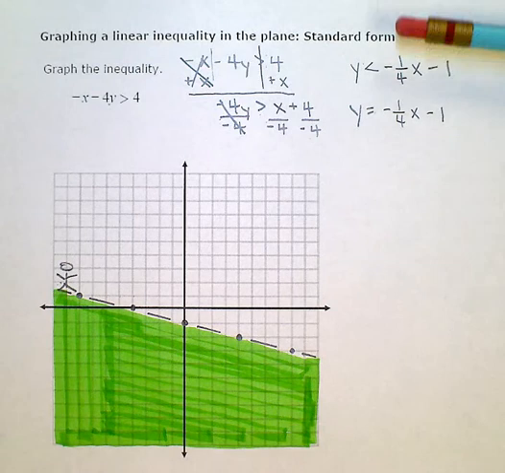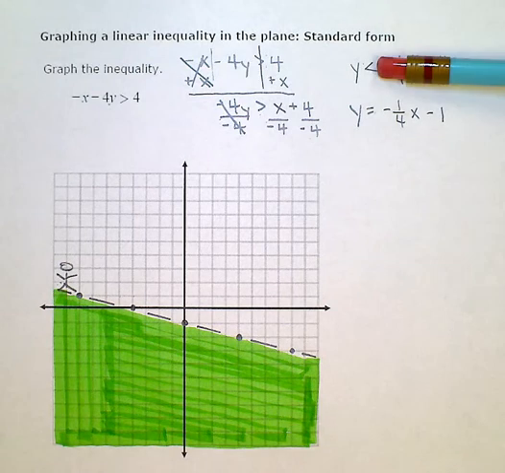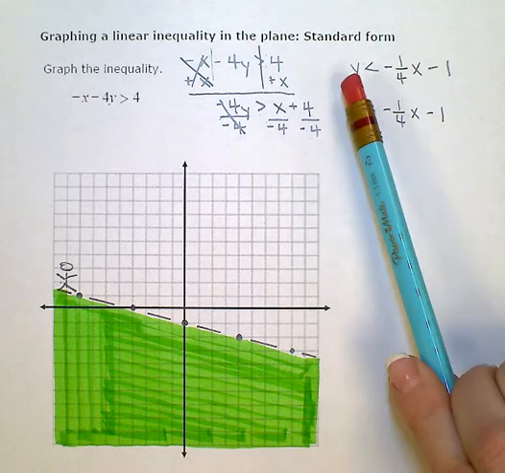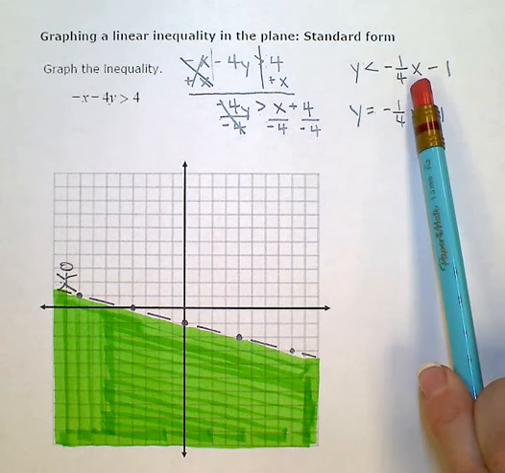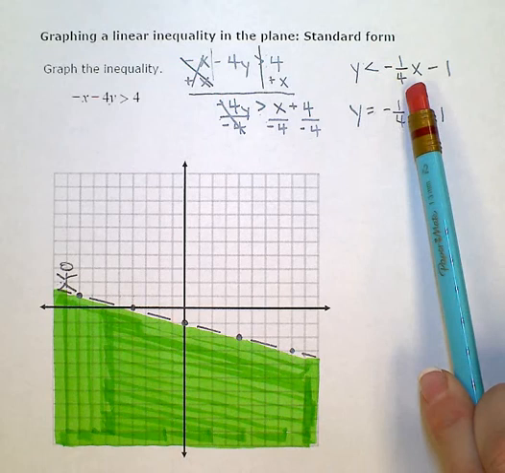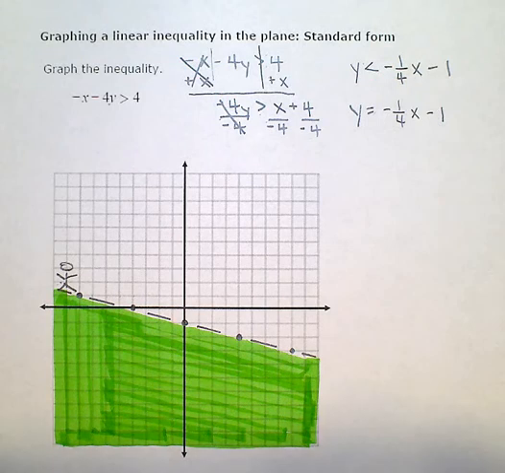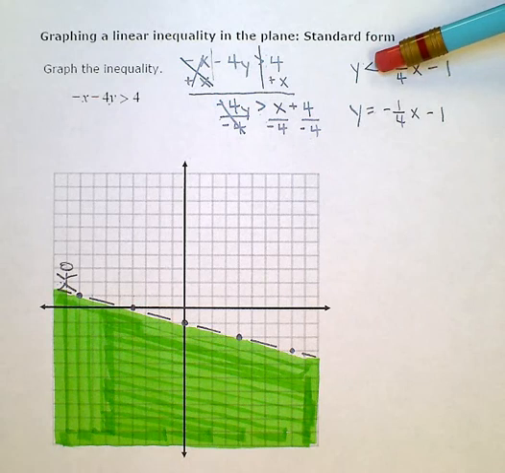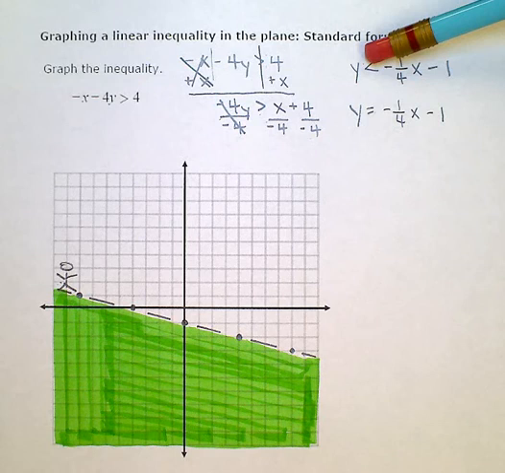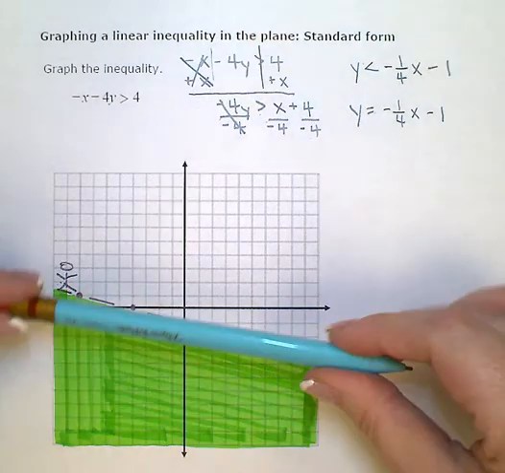And if your inequality is less than, remember, shade less than the line or shade below the line. You shade downward, mountain. And if your inequality is greater than, shade above the line or shade greater than the line, then you would shade sky.